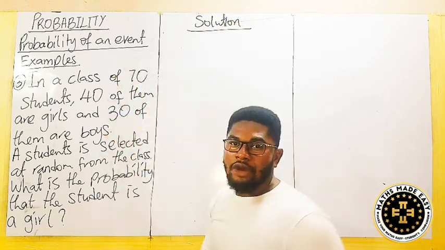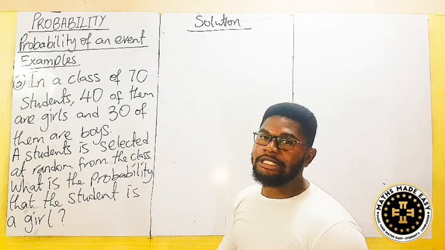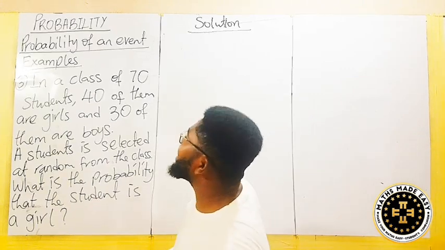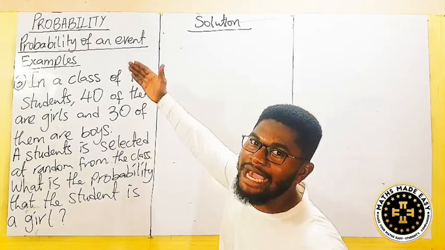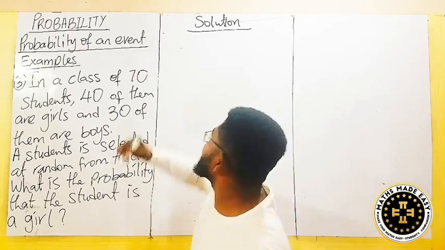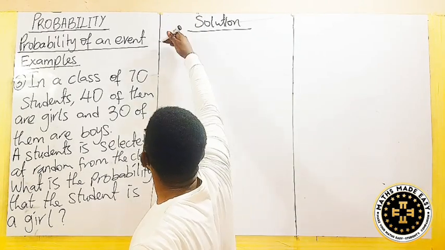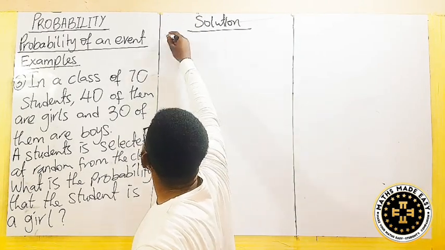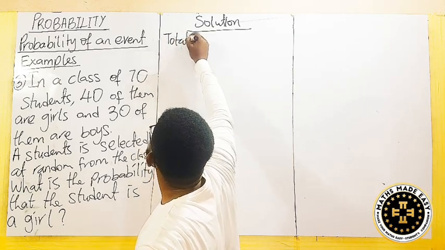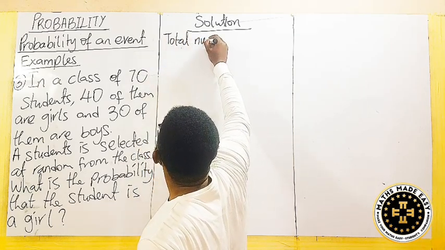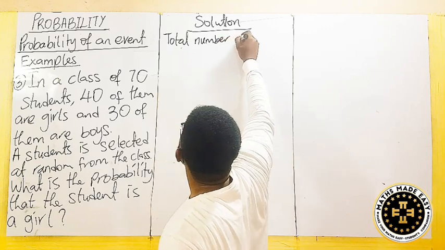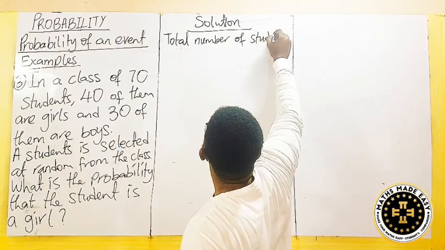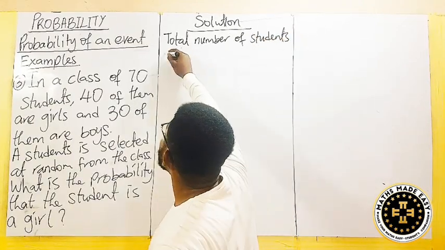As of now, you know how to write data when it comes to probability. It says that in a class of 70 students, so this will be my sample space. In as much as we want to write the full, so total number of students. That is what we call N of S.